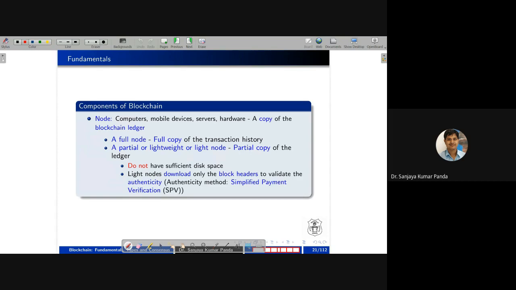Sometimes we receive a message as an intermediate node. By looking into the header, you can determine, no, this does not belong to me, I need to forward it to the next neighbor node. Similarly, here only the block header is used to check authenticity. This method is popularly known as simplified payment verification, or SPV. So when you have less computation power and less disk storage, you only need to concentrate on the header part, and the payment can be verified through the SPV method.